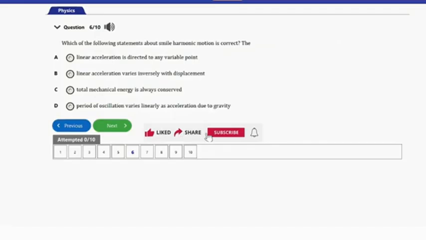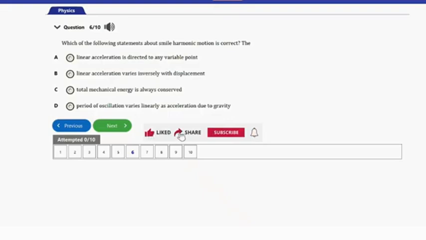So guys, the next question here, question number 6, says, which of the following statements about simple harmonic motion is correct? A, linear acceleration is directed to any variable point. B, linear acceleration varies inversely with displacement.